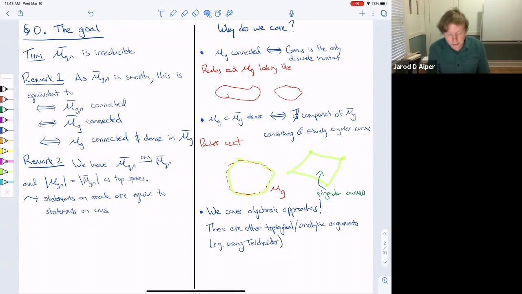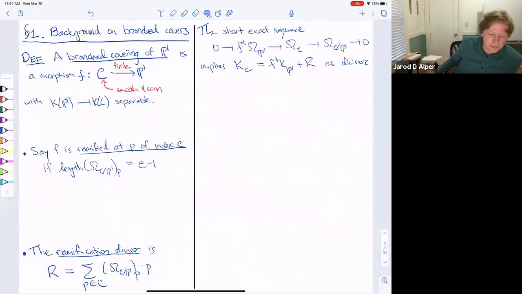The arguments I'm going to summarize emphasize algebraic approaches, even though the first one, which is probably the most conceptual and intuitive, has one non-algebraic ingredient. Of course there are many other arguments, and I'm not trying to give a systematic summary of other topological or analytic arguments. For instance, you can also use Teichmuller space to get at the irreducibility. But an important ingredient in a number of these arguments is the theory of branch covers, so the first component of this lecture is going to be an introduction to branch covers.